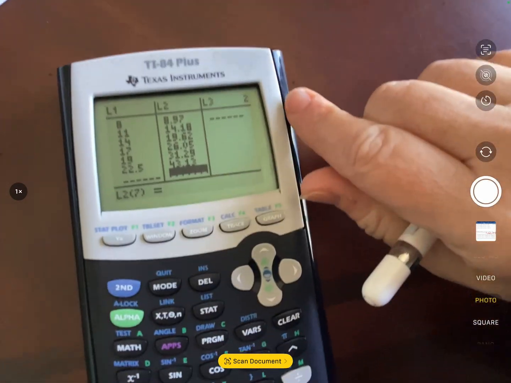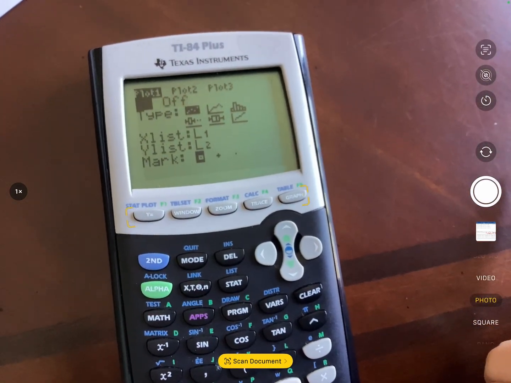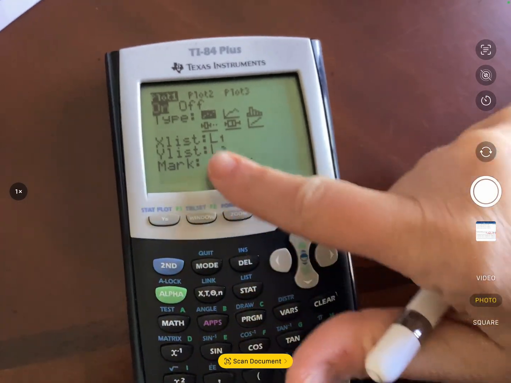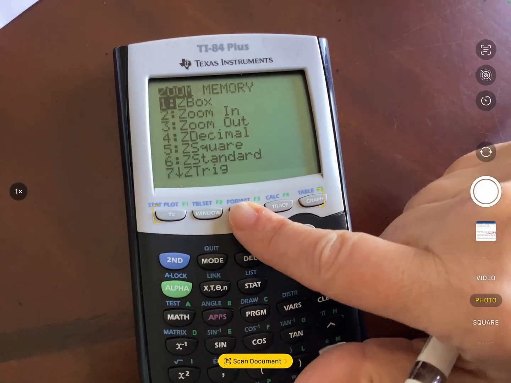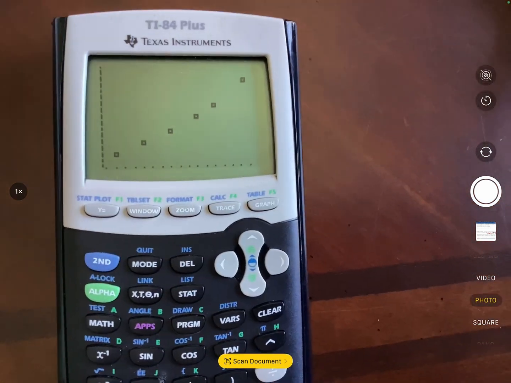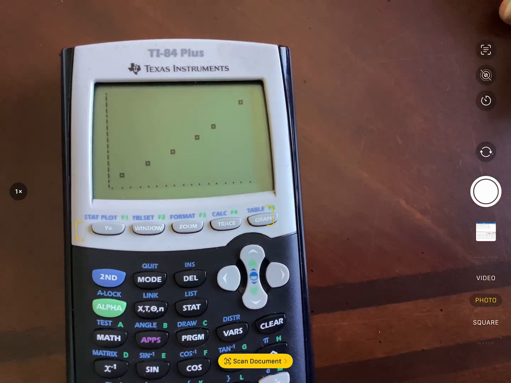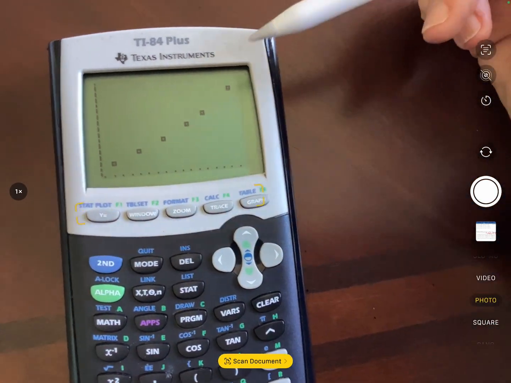So first let's look at the scatter plot. So second y equals, hit enter to turn it on. And looking at your screen, it's on scatter plot, L1, L2. So we just graph it now. So zoom 9. All right, well that didn't help, did it? It just shows me it could be linear, it could be part of a quadratic, it could be part of a cubic, it could be exponential.